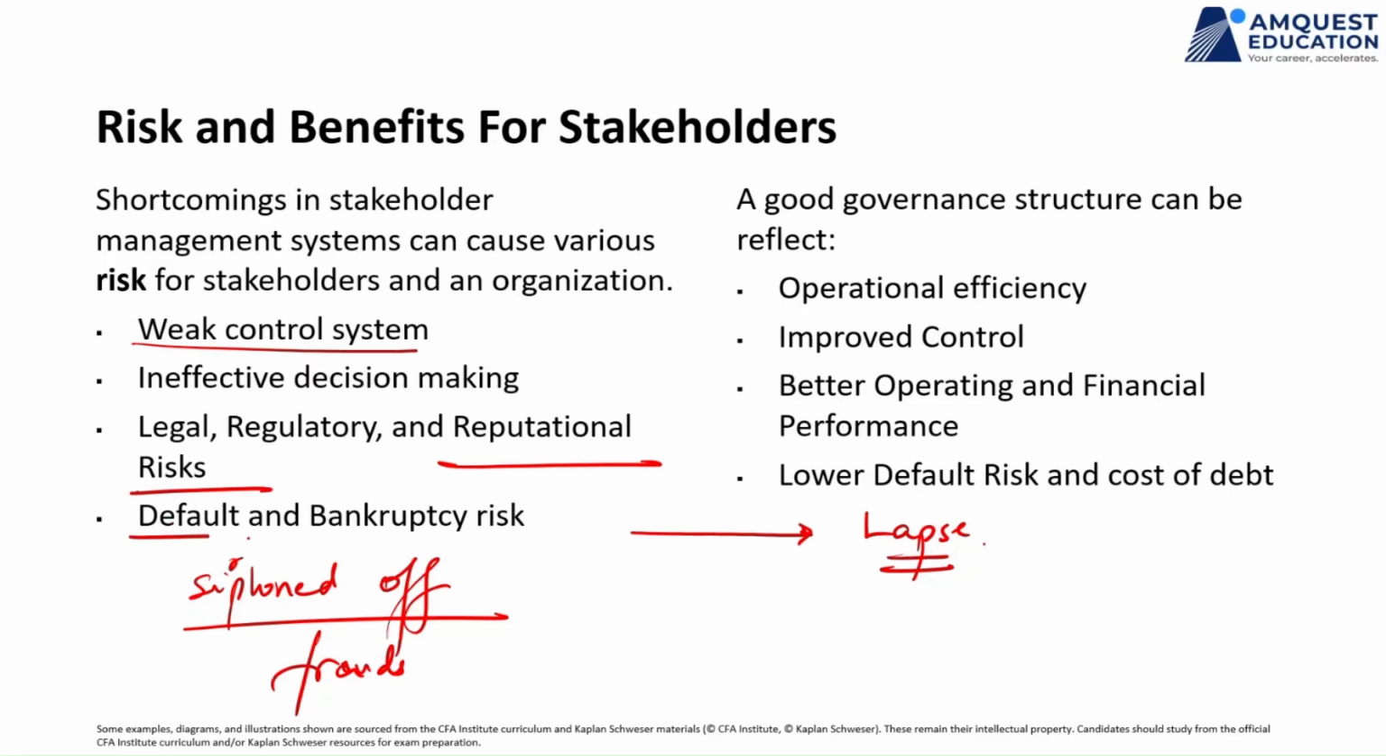Finally, culminating into what is called a default or a bankruptcy risk. If customers flock away, if your vendors flock away, if lenders stop working with you, and the share price is already correcting, it's a reputational risk translating to a legal regulatory default and eventually a bankruptcy risk. This is typically what we saw with Lehman Brothers.